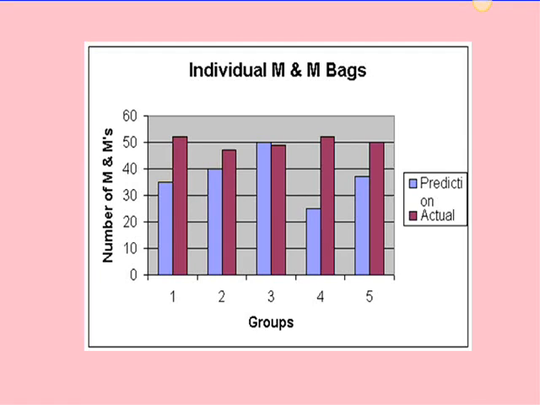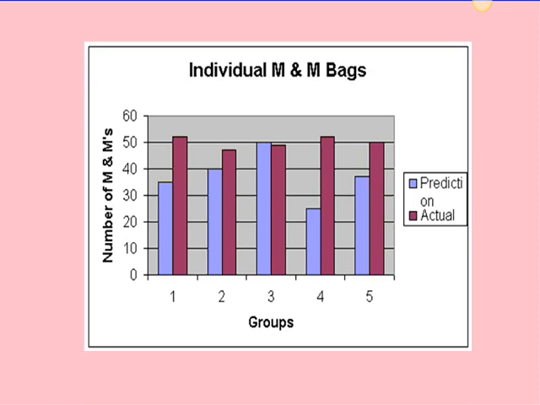Which group's prediction was closest to their actual amount? Group 3 has their prediction closest to the actual amount in the bag, and you can tell from the bar graph since the bars are about equal.